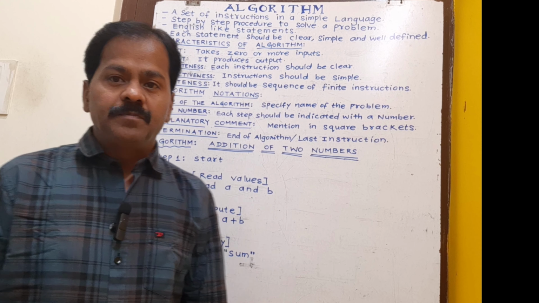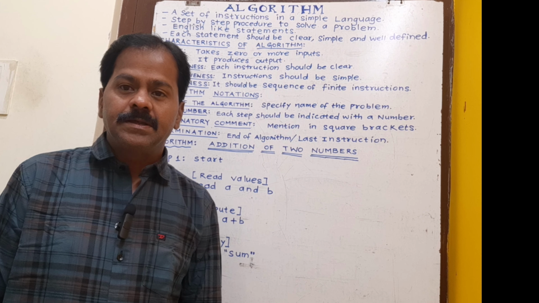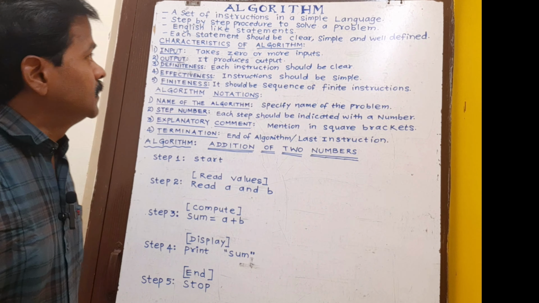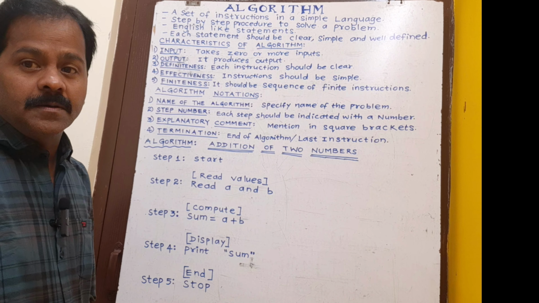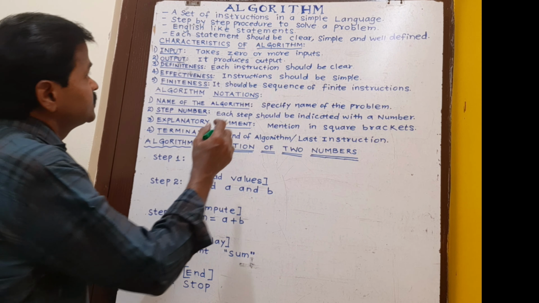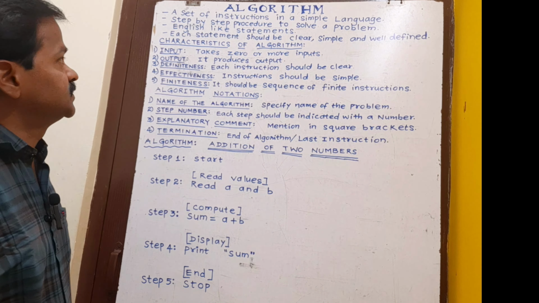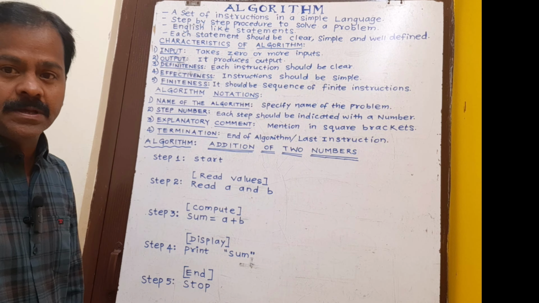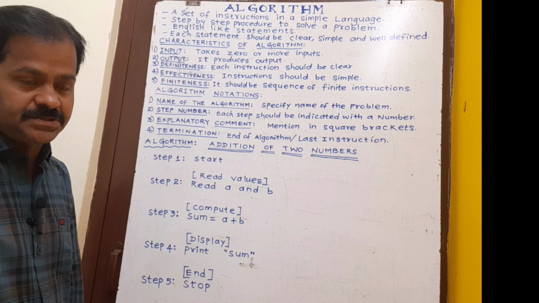Today's C language topic is algorithm. An algorithm is a set of instructions in a simple language. Here you see, an algorithm is a step-by-step procedure to solve a problem. It is a step-by-step procedure. Next, it is in the form of English-like statements. Each statement should be clear, simple, well-defined, and a set of finite instructions.